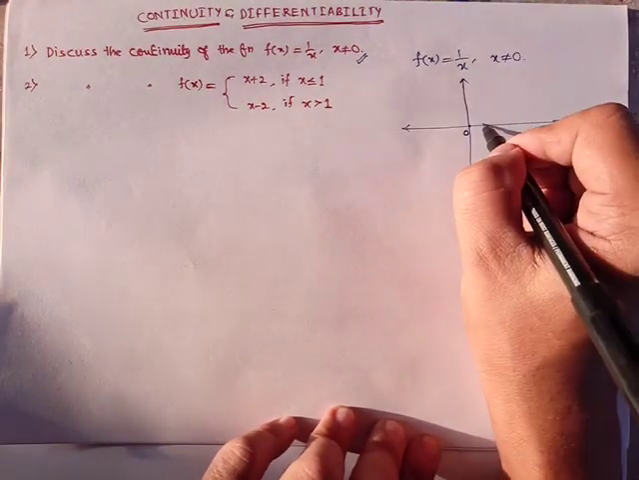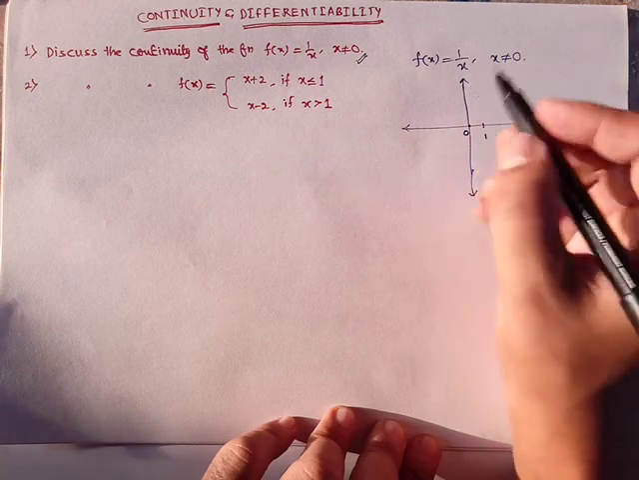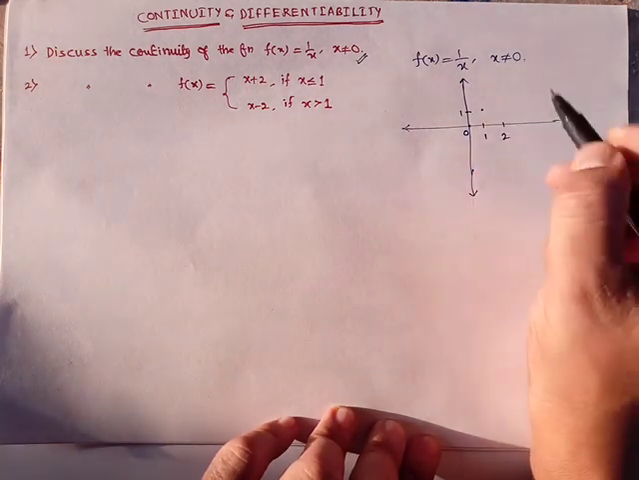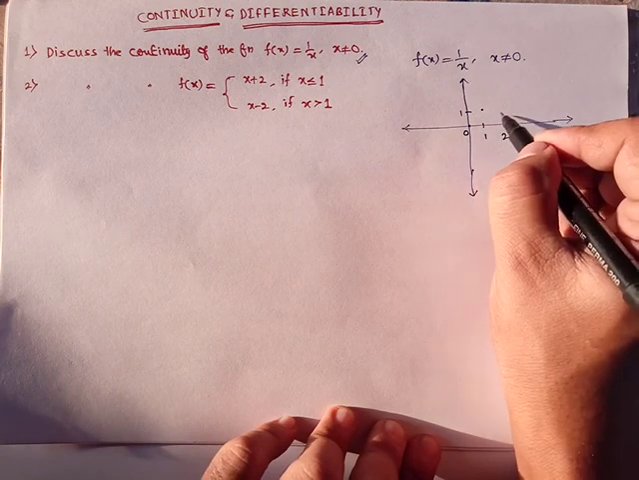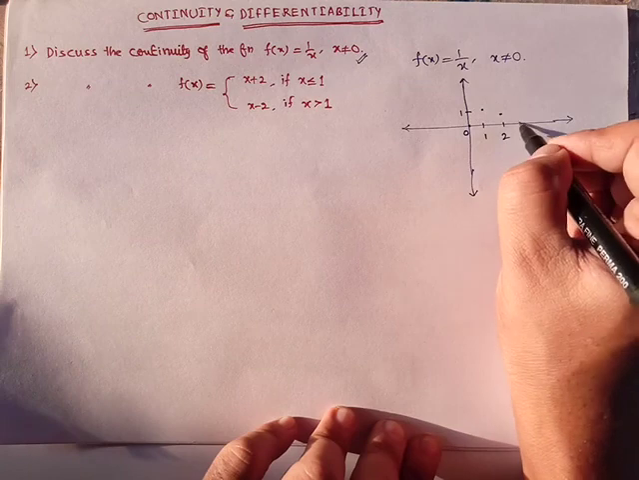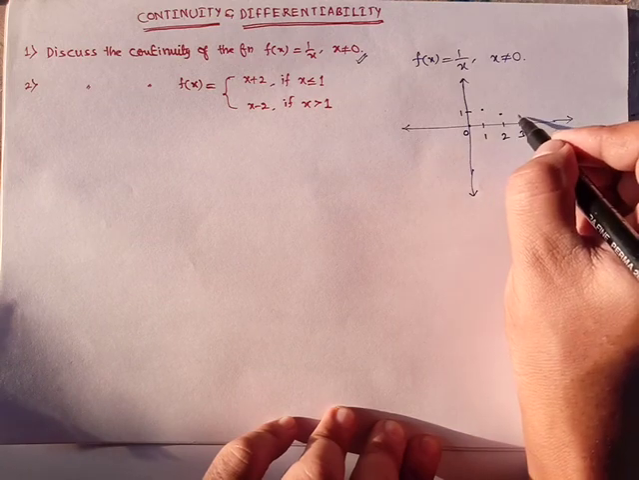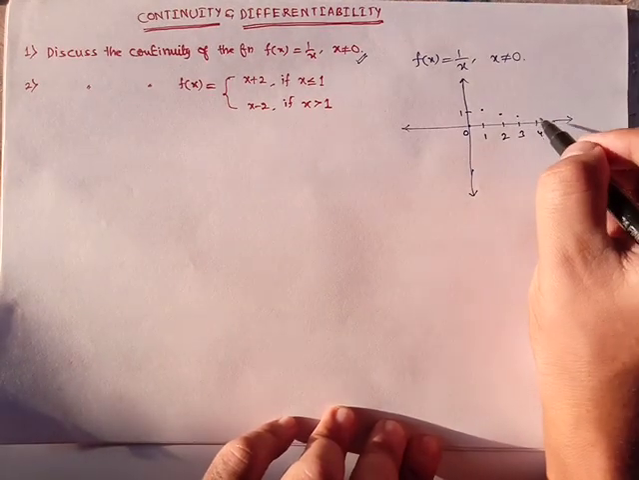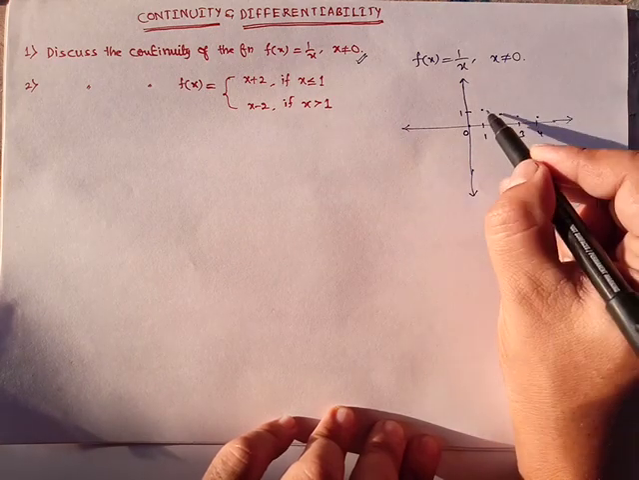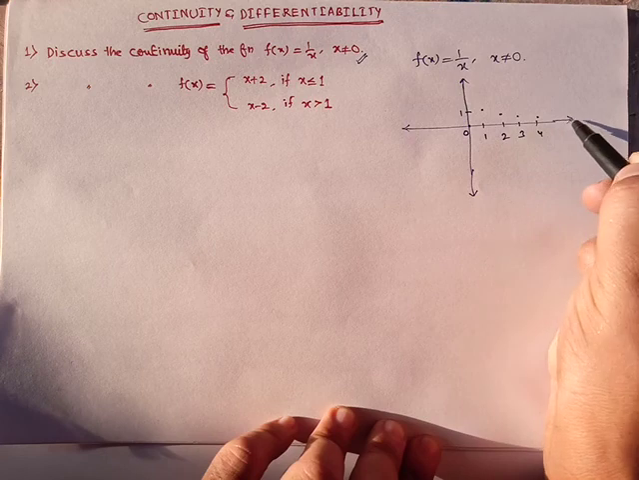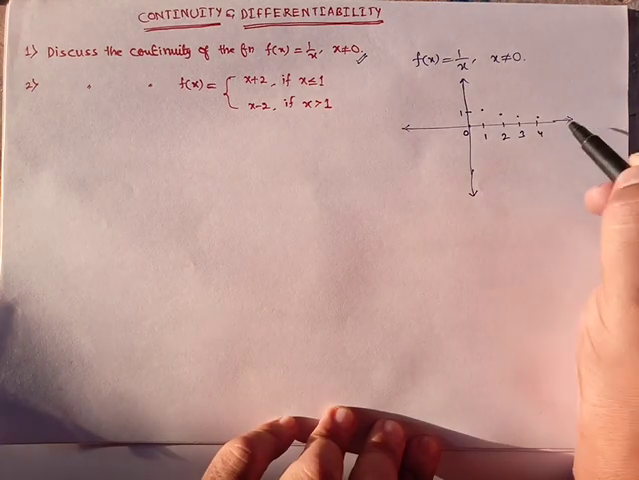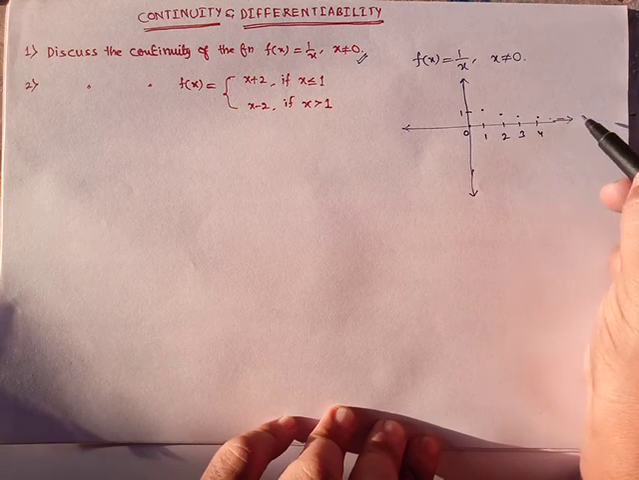At x equals 1, 1 by 1 is equal to 1, so this will be the point. At 2, 1 by 2 will be 0.5, so it will be in the middle. At 3 it will be 1 by 3, 0.3. At 4, 0.25, and so on. If you see all these points, they reach 0 as the x value increases to infinity.